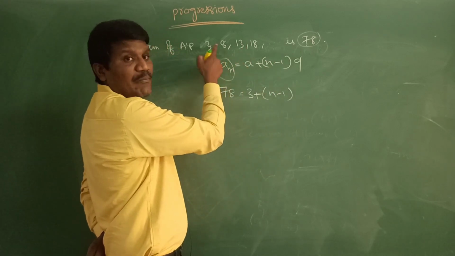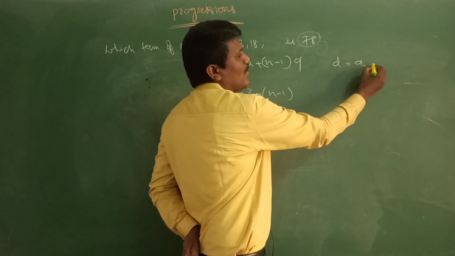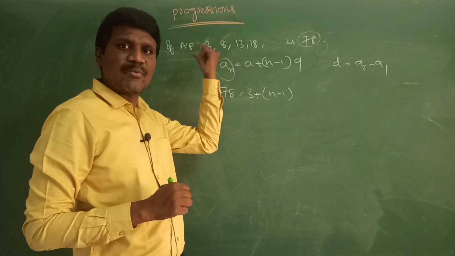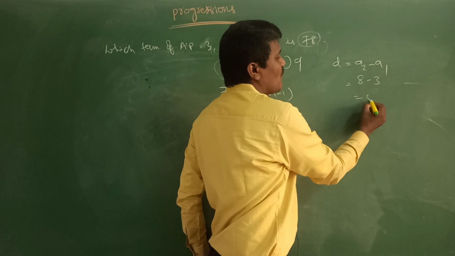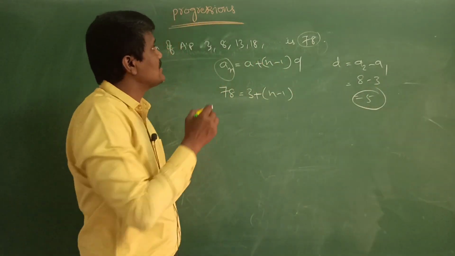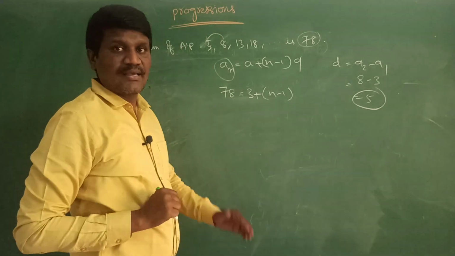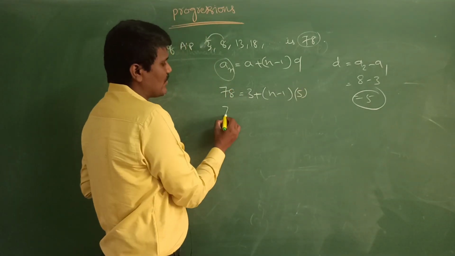What is the d here? Common difference. We already know the common difference is nothing but a2 minus a1. So second term minus first term is the common difference. That is a2 is 8 minus 3, so 5 is the common difference. Always take the common difference as second term minus first term. Right students? Now d is how much? We got 5. Now simplify it.